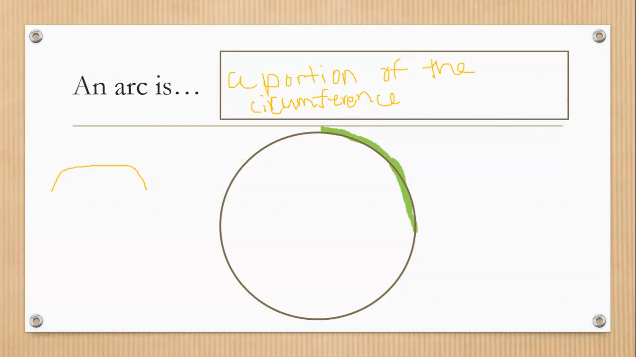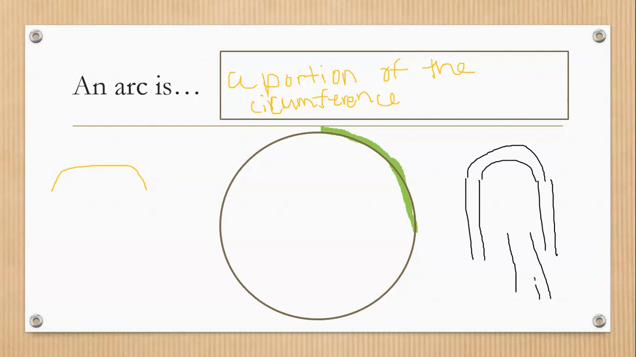You can think of in real life, you know, we have archways or arcs like in architecture, get it? These are like pillars. My drawing's terrible. This could be a bridge. So this is an arc.